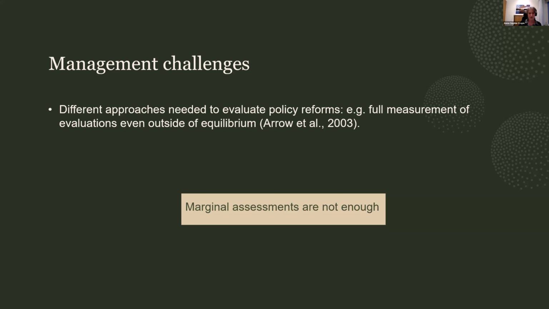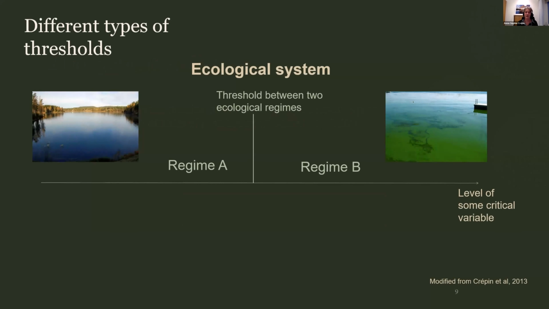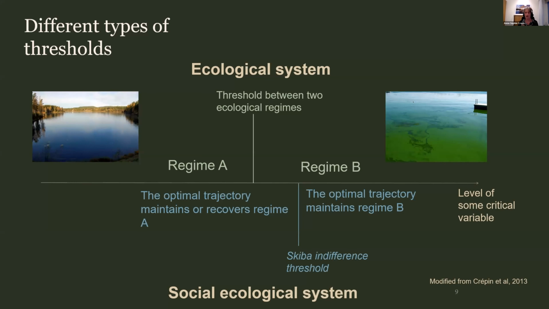Another issue that pops up when you look at tipping points is that in general, you don't have full information. There is a lot of uncertainty related to that. And there are a lot of different types of thresholds related to tipping points. The one threshold that we are the most familiar with is the one in the ecosystem itself. So that's the nutrient threshold between a clear lake and a eutrophied lake, for example. But when you put management on it, then you get another type of threshold, which is called Skiba point or Skiba indifference threshold, which shows where society would be indifferent between going to one situation of the lake or the other situation of the lake.